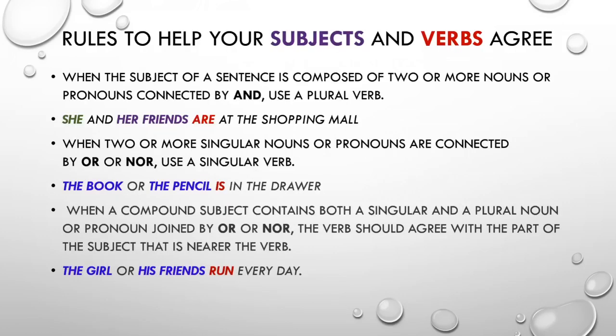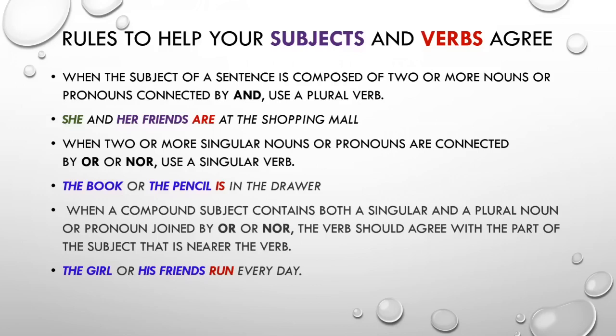Now there are certain rules that help us to make subject and verb agree. So when the subject of a sentence is composed of two or more nouns or pronouns connected by and, then use a plural verb. Example, she and her friends are at the shopping mall. Here there are two subjects. One is she and the other one is her friends.